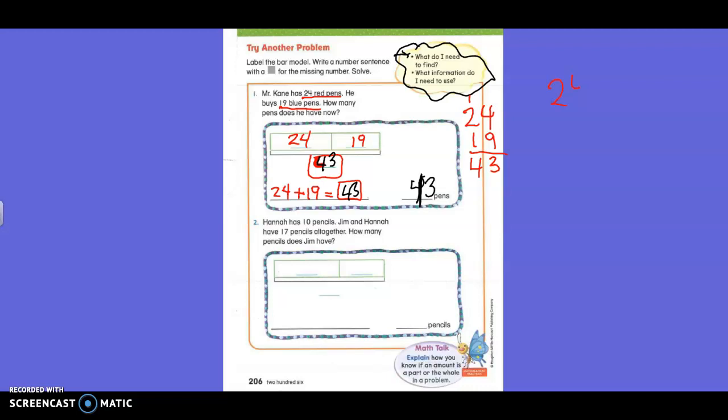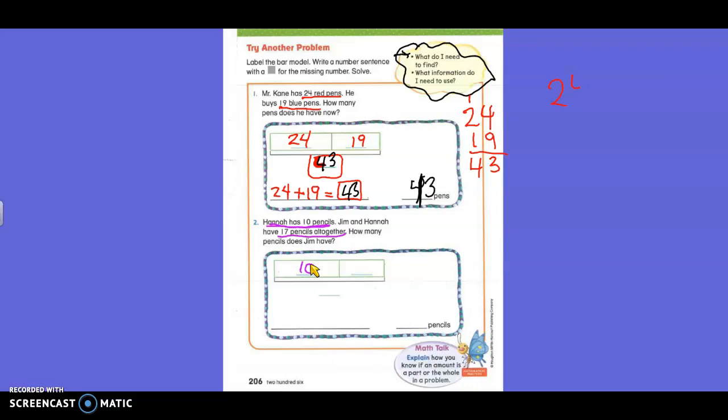Okay. So what information am I going to use? What's the important information I need to use, Isaac? 10 pencils. Yeah, we know Hannah has 10 pencils. So that's one thing we need to use. And then what else? Kinley? Jim and Hannah have 17 pencils altogether. That means the total. Okay, so if Hannah has 10 pencils, we're going to write 10 in the first box.